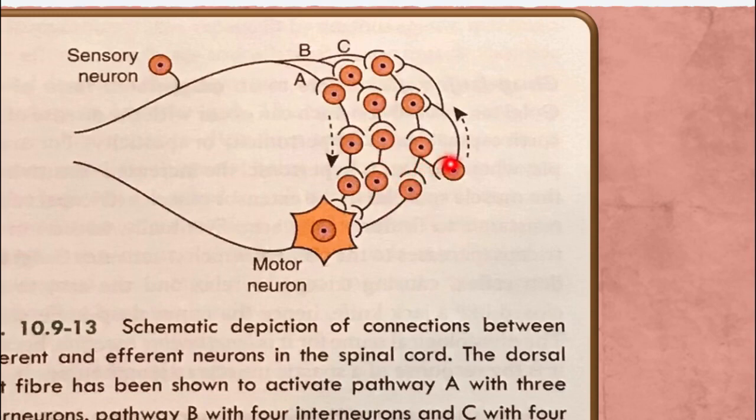But what is different in the C? The difference in the C is this third neuron. It is also giving one collateral to the interneuron, which in turn gives a branch, giving the feedback. And this interneuron is not a Renshaw cell. If it were a Renshaw cell, it would have been inhibitory. It's not inhibitory, it's excitatory. So, what is the significance of the C pathway?